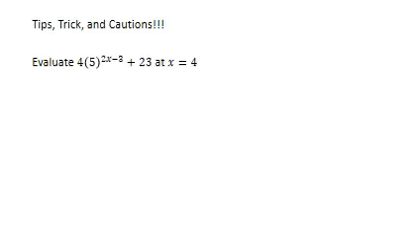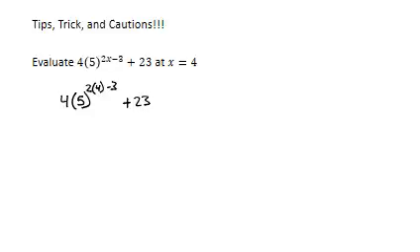I've got evaluate 4 times 5 to the 2x minus 3 plus 23, and I'm supposed to evaluate that at x equals 4. Now, I've got to be very careful how I do this, specifically how I use my calculator to do this, and also order of operations. So let me take this 4 and plug it in for the x where it goes. So I've got 4 times 5 to the 2 times 4 minus 3 plus 23.